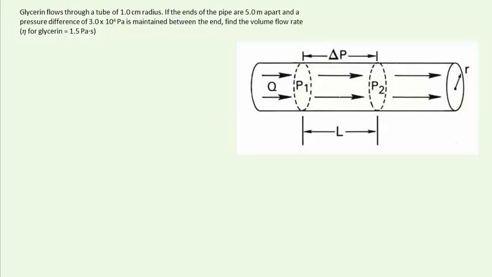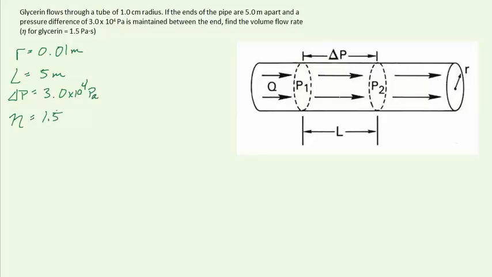So we can summarize the information we're given. We're given that the radius is 1 centimeter, or 0.01 meters. The length of the tube is 5 meters with a change in pressure of 3.0 times 10 to the 4th, and our value of eta for glycerin is 1.5.